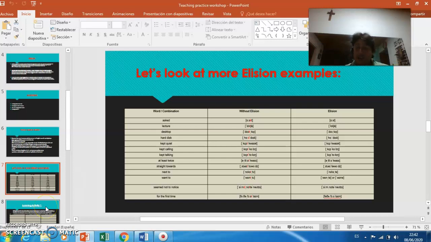Also, guys, remember that with elision, we have to know the sound t and also the sound d, okay, the t or the d.